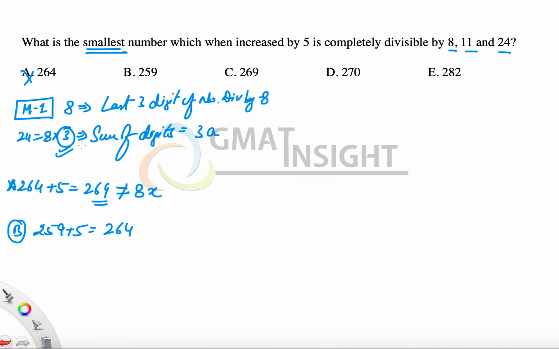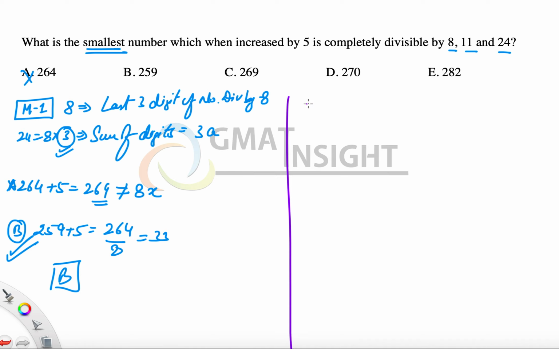So the condition is satisfied. Let's quickly check with 8. When I divide it by 8, I get 33. That means 8 also divides it, and since I am getting the result 33, that's also divisible by 11. It satisfies all the conditions, and out of the 5 options, this is the least. So we quickly understand that option B has to be the correct answer. That's the first way of answering this question.